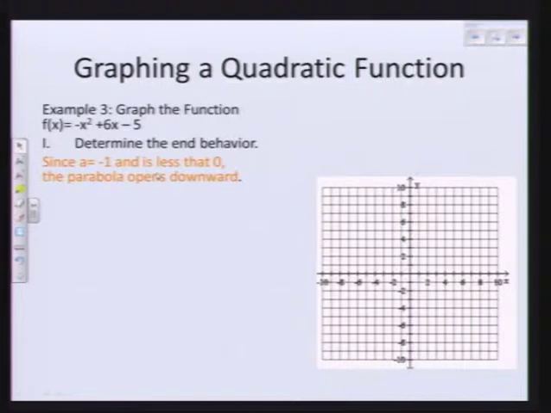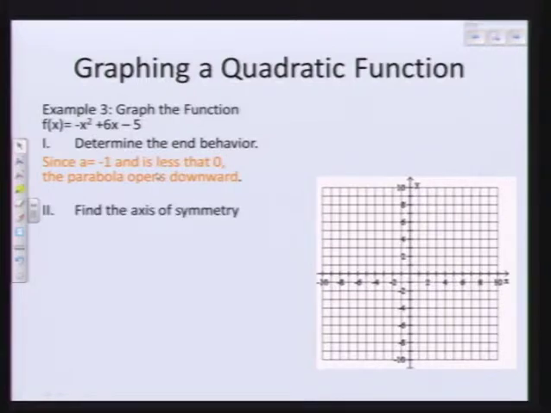Looking at this, since a is equal to -1 and is less than 0, the parabola will open downward. We remember from the first program that we can look at the lead coefficient to determine the end behavior, whether the parabola generally opens upward or downward. We also want to remember that a can tell us something about the vertex. In this particular case, since a is less than 0, we know that our vertex will be a maximum.